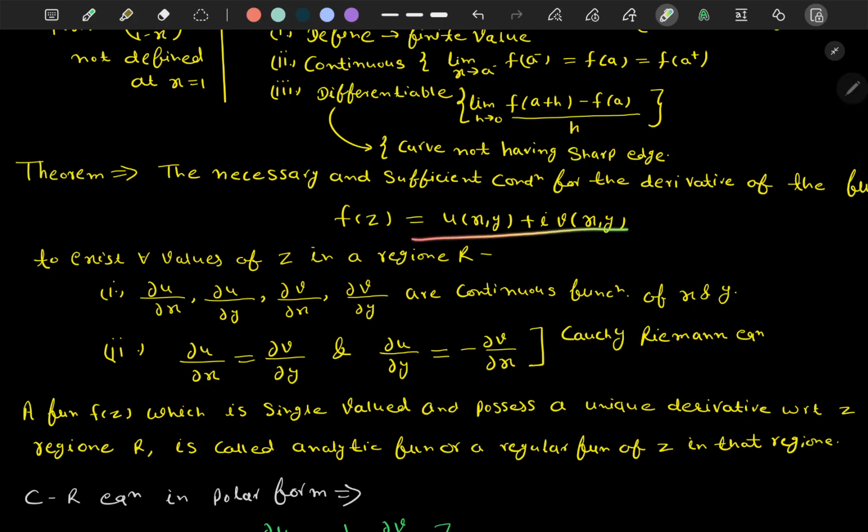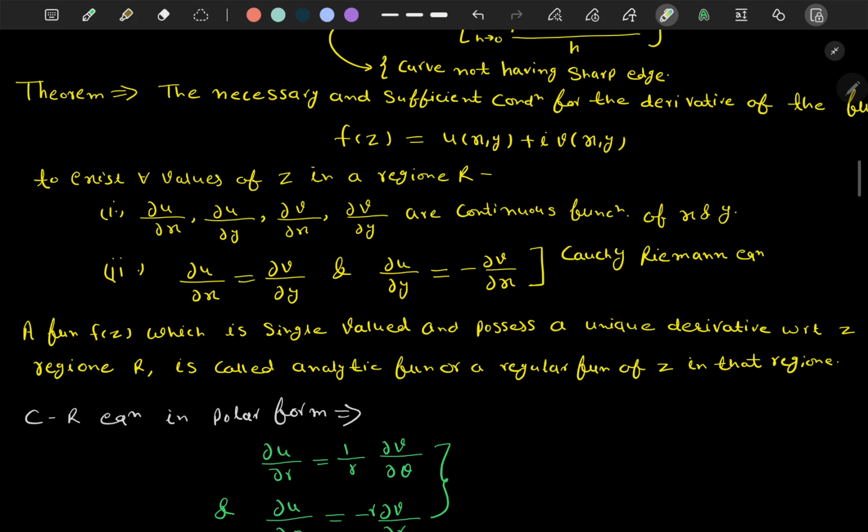Now you have a theorem: the necessary and sufficient condition for the derivative of the function f of z equal to u plus iota v to exist for all values of z in a region R. Suppose we have a region R and this is the function. So for this to exist, the function must be differentiable within a certain range. What is the condition? These are the Cauchy-Riemann equations.